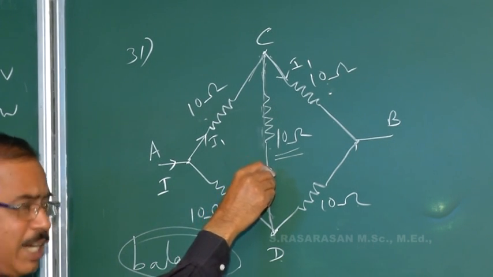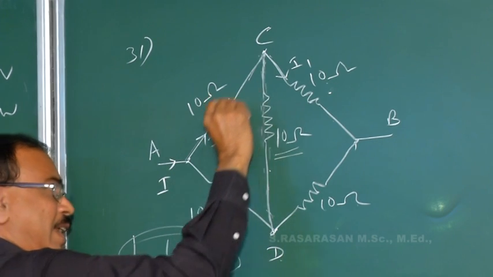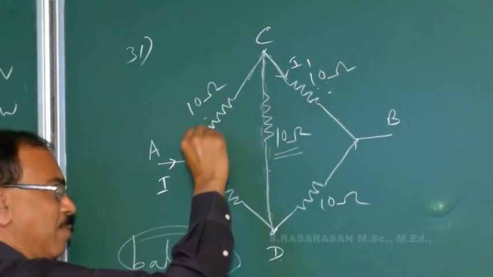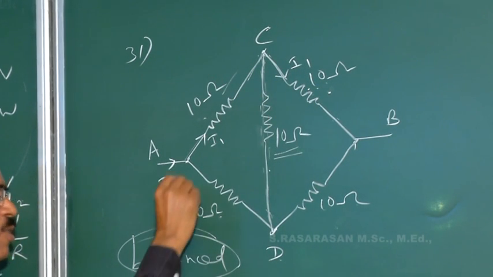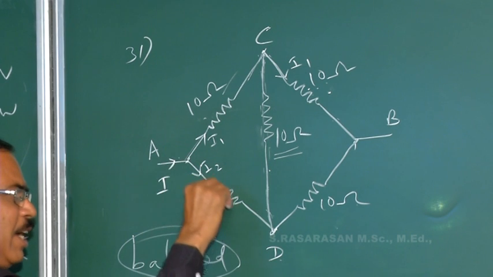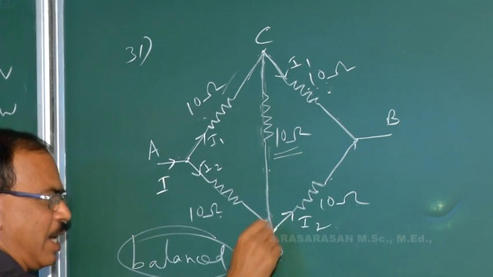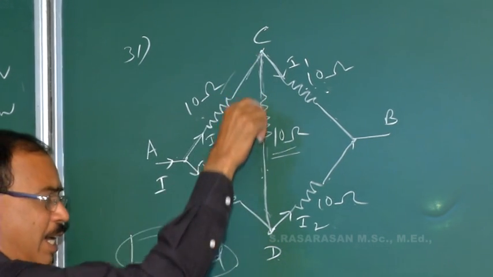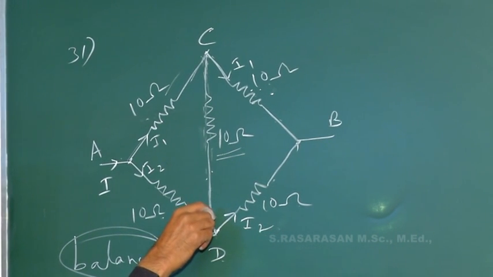As the bridge is balanced, no current is flowing here. So the two currents are the same, and these two are in series connection. Similarly, the current I2 is flowing through this resistor. Here, no part of the current is passing, since the bridge is balanced.